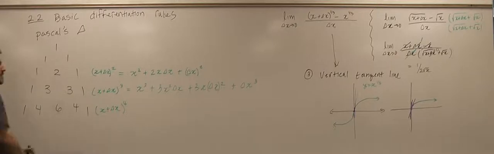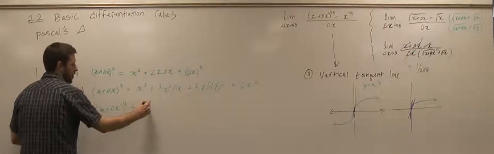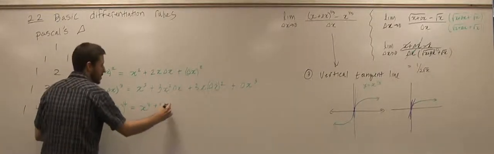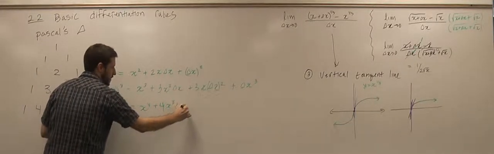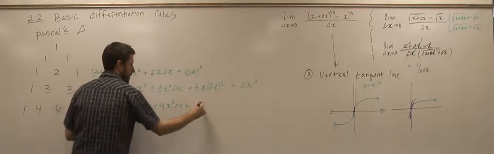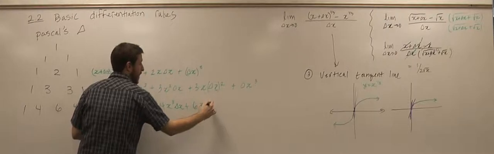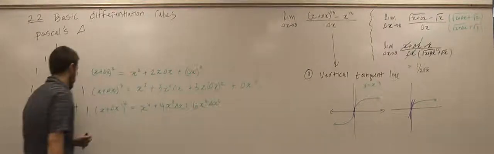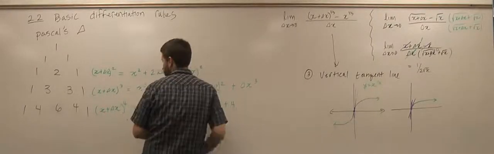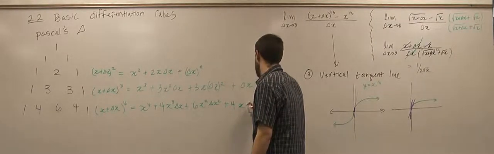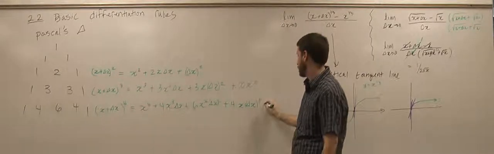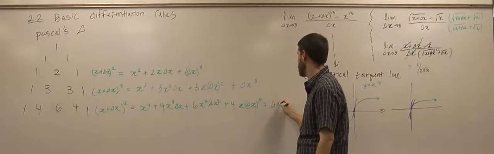So x plus delta x to the fourth. We'll start out with 1x to the fourth. Then we move to 4 x cubed delta x. Then we move to 6 x squared delta x squared. Plus 4 x delta x cubed. Then plus delta x to the fourth. Plus a single delta x to the fourth.